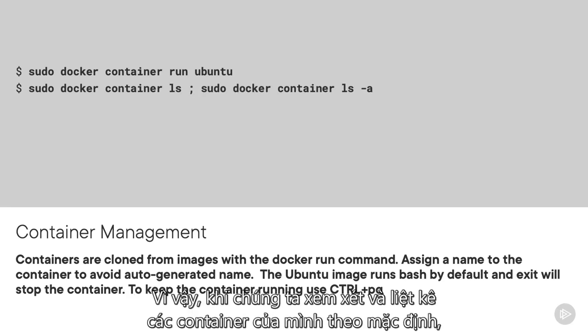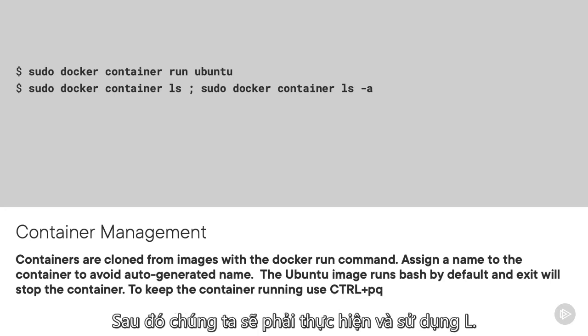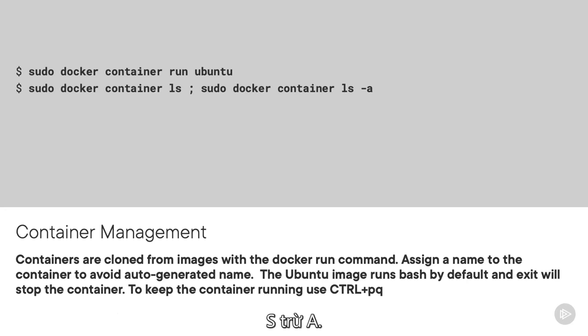So when we go through and list our containers, by default, the ls command will list running containers. We would then have to go through and use ls -a to see those that were stopped.